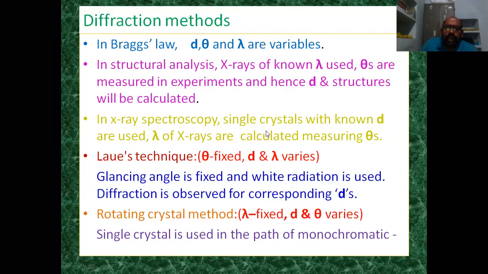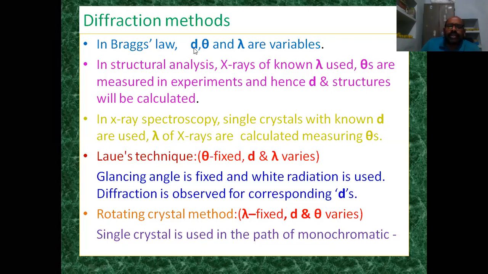So by using the single crystal with known interplanar spacing, the diffraction is observed for different wavelengths in different directions. So the angle is measured in the experiments, and those theta values and known d value are substituted in Bragg's law, and we calculate the X-ray used. Okay, which X-ray we use. So it is a broad idea.